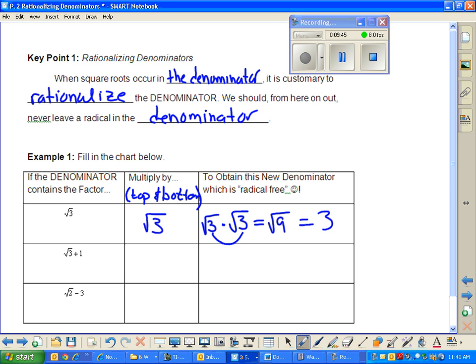Another way of looking at the square root of 3 times the square root of 3, because it's the square root of 3 times itself, we could say that's the square root of 3 squared. Well, the square and the square root are inverses of each other. They undo each other, so you get 3. That's another way of looking at it.